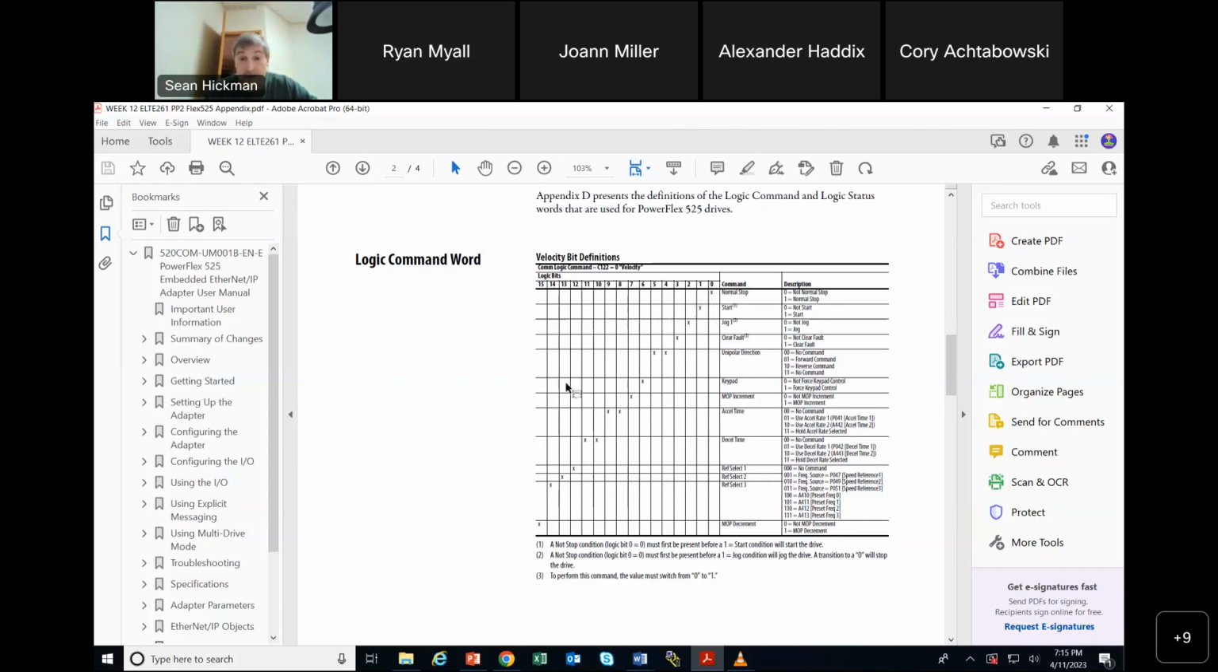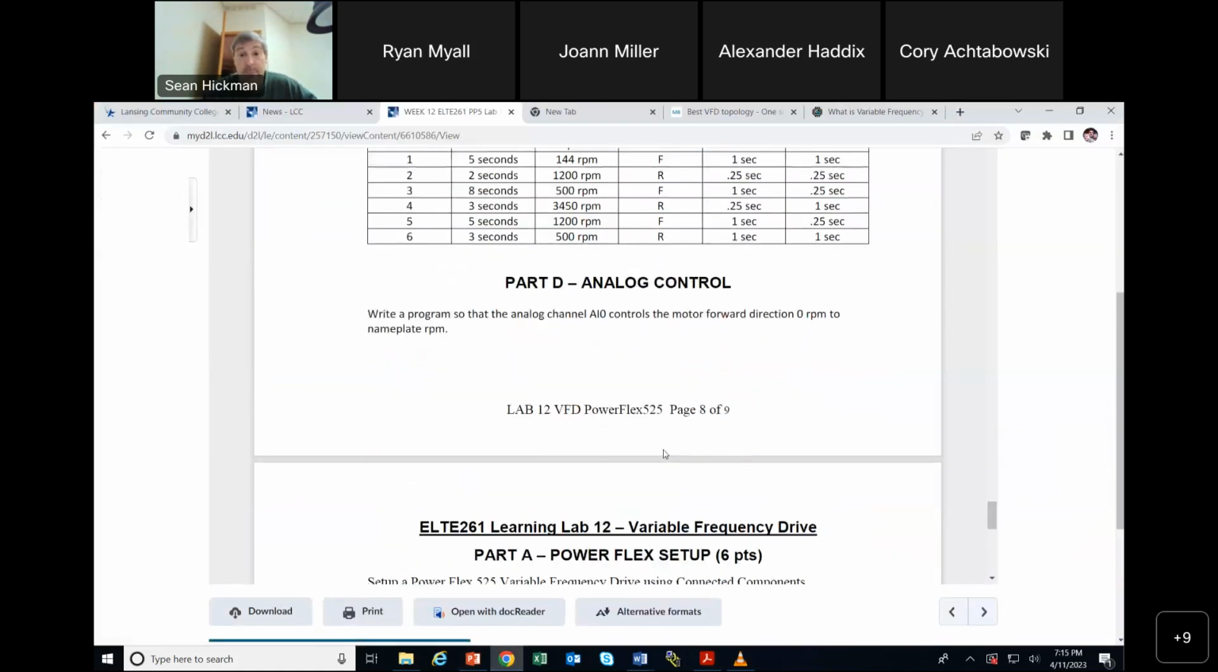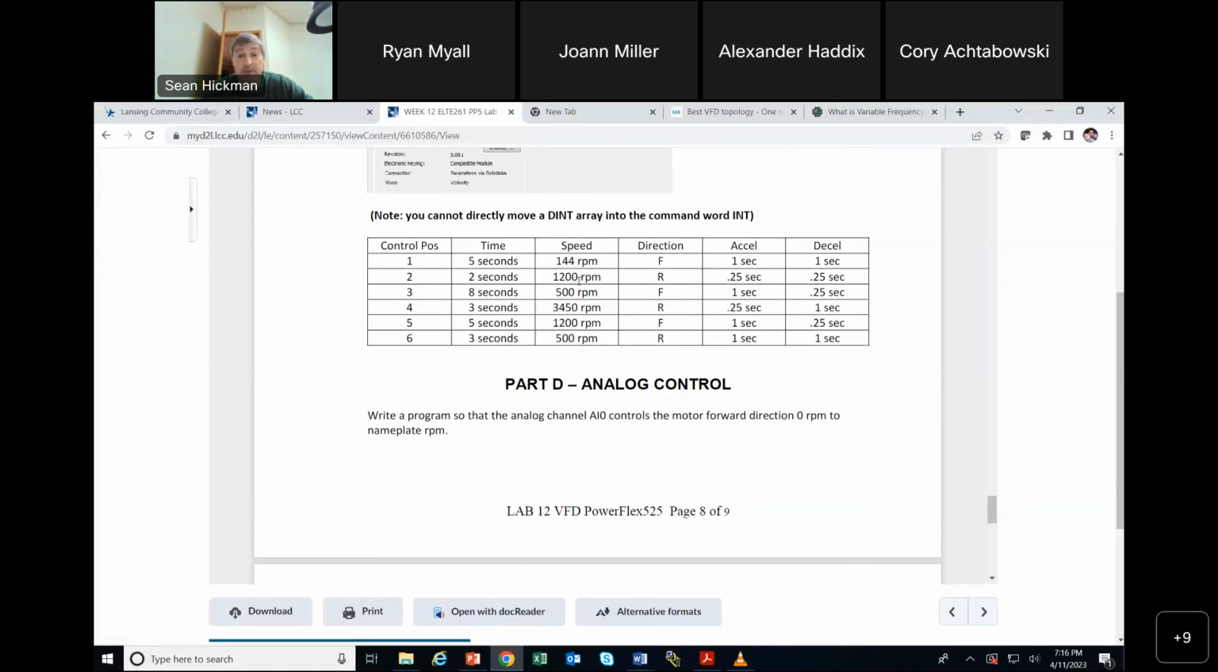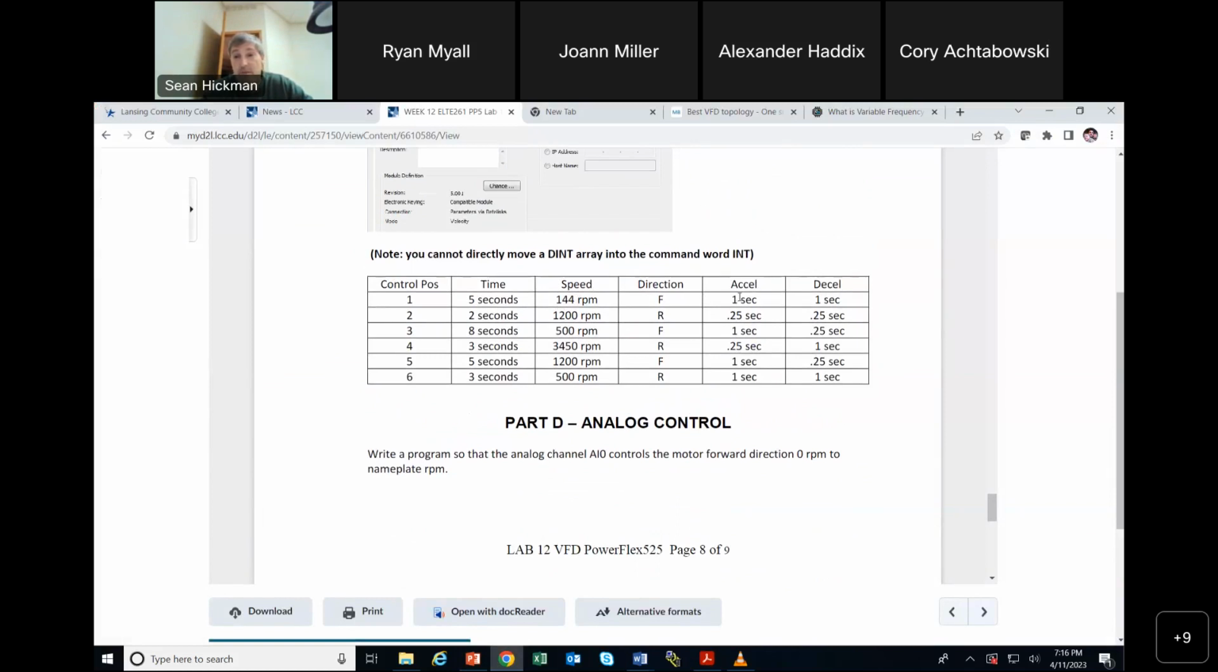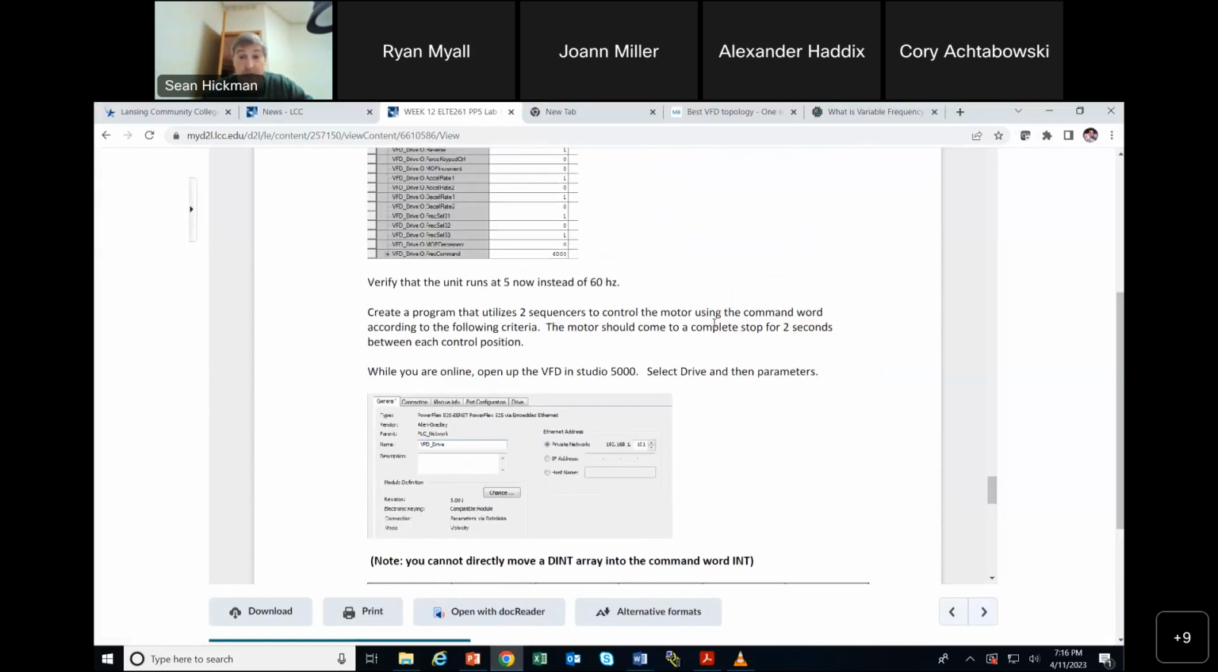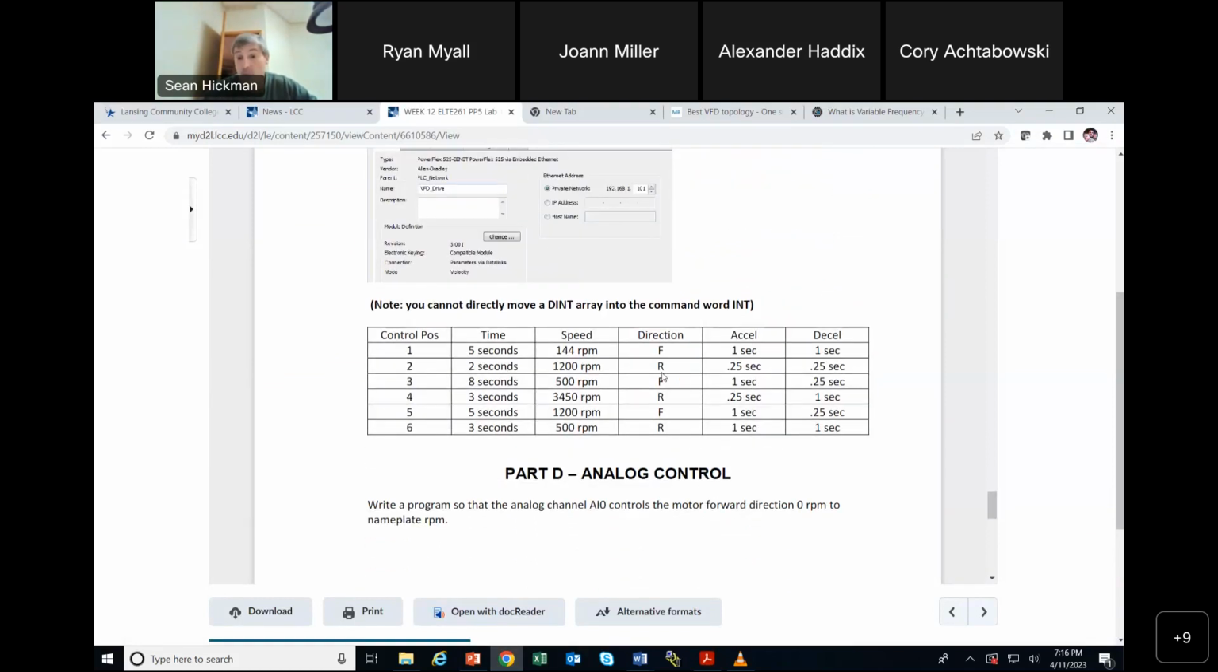All right, but you're going to end up with a word here because you're going to drive this sequencer through this right here, 144 RPMs, 1200 RPMs. You're going to run this for 5 seconds at this speed in the forward direction with this accel and this decel time, and then it stops. It's going to come to a complete stop for 2 seconds, and then the next command word from the sequencer is going to get pushed into the drive. That command word is going to run for 2 seconds at 1200 RPMs, reverse.